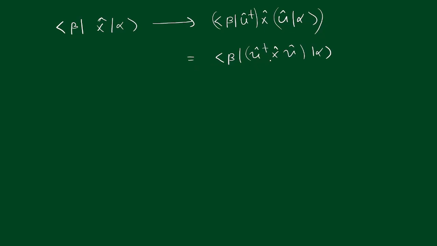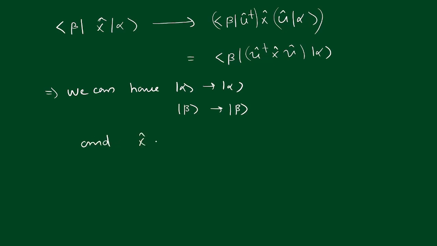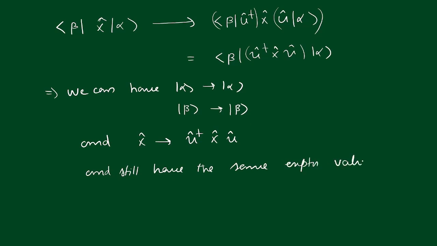Even if we do it that way, there is no change in the expectation value or the evolution. So this means that alpha goes to alpha itself, beta goes to beta itself, they don't change under the unitary transformation, and X goes to U dagger X U. We can have this and still have the same expectation values, or the same evolution.